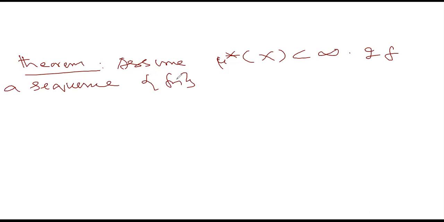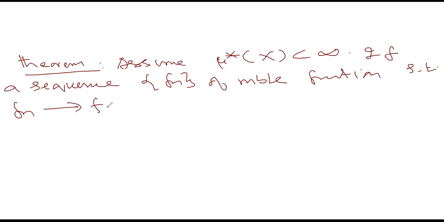And if a sequence f_n of measurable functions is such that this sequence converges to f almost everywhere, this limit is the almost everywhere pointwise limit, then f_n converges to f in measure, provided that the measure space is finite.